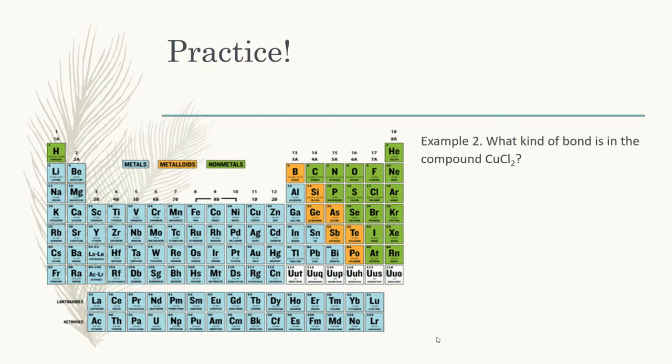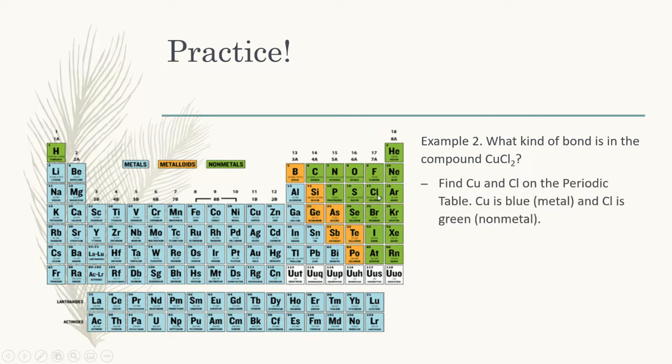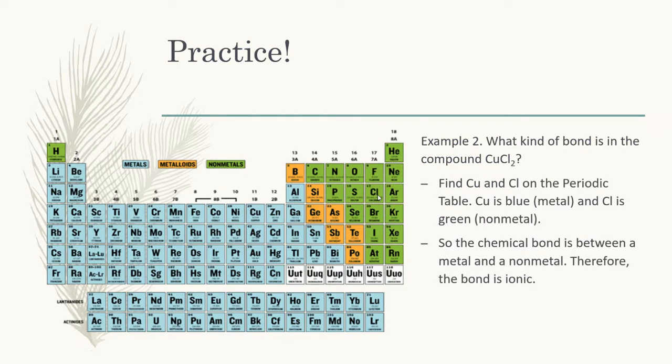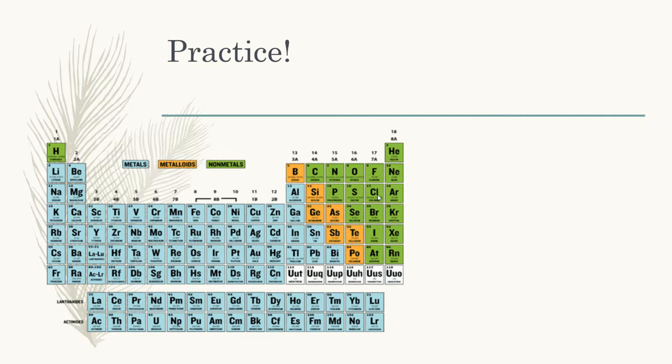What kind of bond is the compound CuCl2? So Cu is copper, Cl is chlorine. And let's take a look. So copper is right here and it's blue, so it's metal. And then chlorine, Cl, is green, so it's a nonmetal. Okay? That means we have a chemical bond between a metal and a nonmetal, and therefore it is ionic. And that's it. It's pretty straightforward. But let's keep looking at some more examples.